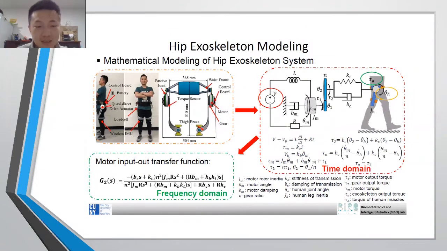A hip exoskeleton is a robotic device that provides rehabilitation for human performance during normal walking or load walking. It contains two gears, two motors, two control boards, a waist frame, and two thigh braces. It's ruled by the transfer function. And it can also apply torque force that helps people walk with less energy.